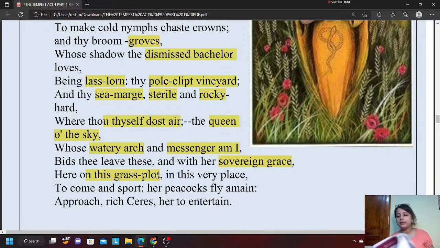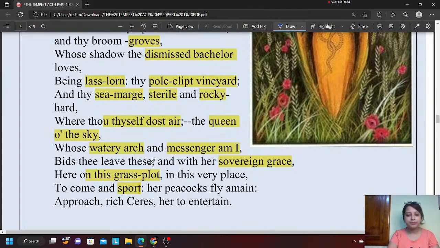Just like when we get an invitation somewhere, there is a venue written where we have to go. So what is the program? It is kind of an invitation from Juno, who is the queen of sky. She is asking or inviting Ceres to come to this place, in this very place to come and sport. So you are being requested to come to which place? To the grassy plot. Important. Okay.